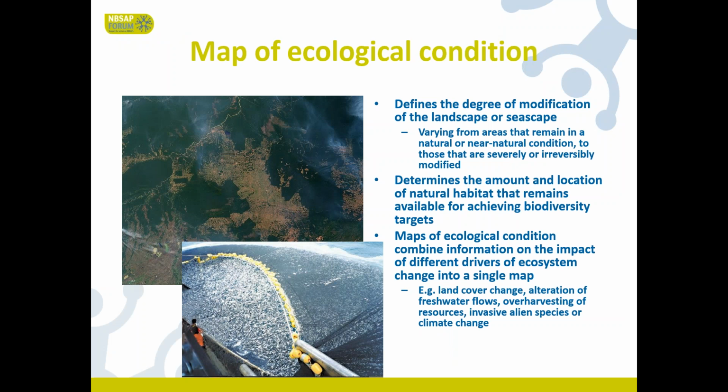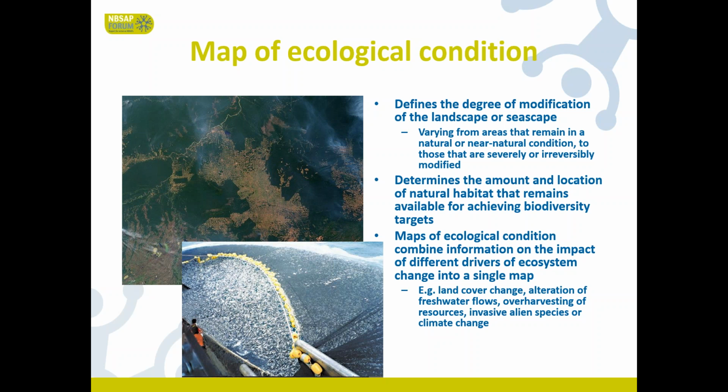The second issue that we need to get a decent map of is of ecological condition. And basically this is a map that's showing how modified your landscape or seascape is. You would want to indicate on this the range of conditions from natural or semi-natural sites to those that have been severely impacted or even completely lost. The purpose of this ecological condition map is to show the amount and location of natural habitat that remains available for achieving targets.